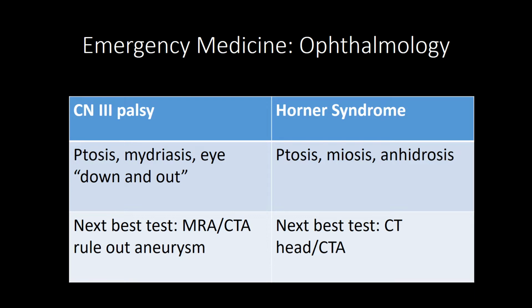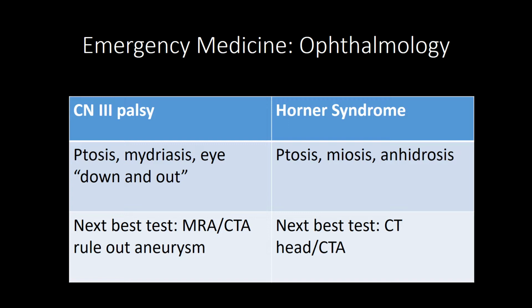Cranial nerve 3 palsy is often acquired due to trauma, tumor, aneurysm, diabetes, but it also can be congenital. It presents with ptosis, mydriasis, and often you'll see the eye as down and out. A new cranial nerve 3 palsy with pupillary involvement needs an MRA and a CTA to rule out aneurysm.